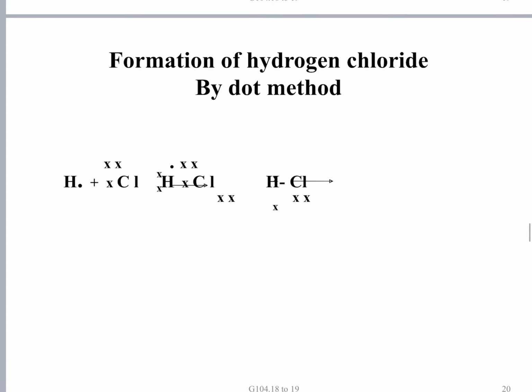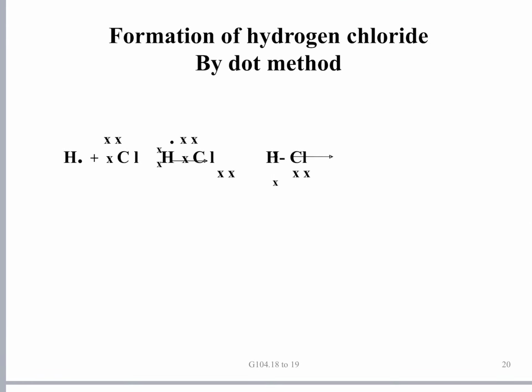Before going to the characteristics of covalent compounds, in this formation of hydrogen chloride, both hydrogen as well as chlorine contributed 1 electron each. The bonding pair is shared between hydrogen and chlorine. But if we look at the electronegativities, the electronegativity of hydrogen is less, around 2.1, and that of chlorine is high, around 3.5.